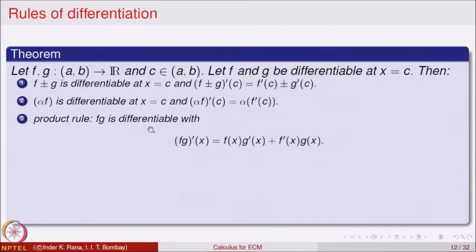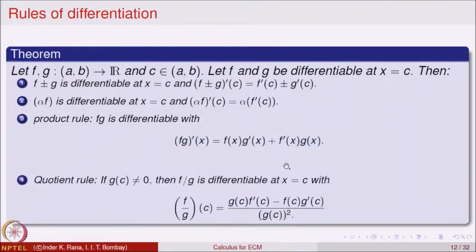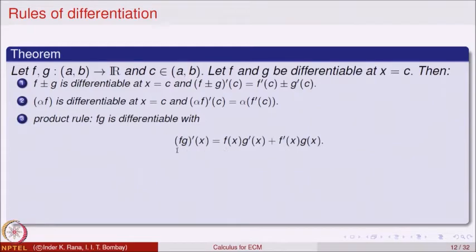Next, let us look at the product rule, which says if f and g are differentiable functions, then you can multiply them and get a new function. The theorem says that if f and g are both differentiable at a point x equal to c, then the product is also differentiable, and this gives us a way of computing the derivative. This is called the product rule. It says the derivative of f times g, the product, is the sum of two terms. And what are the two terms?